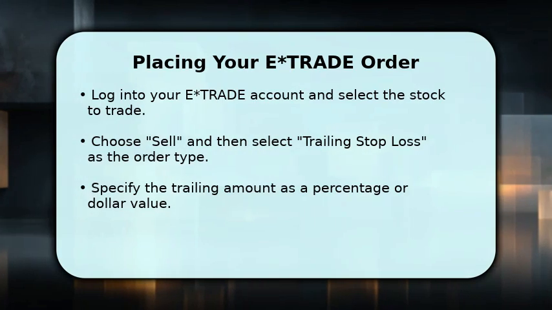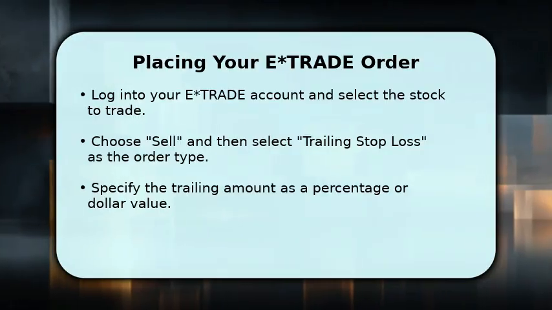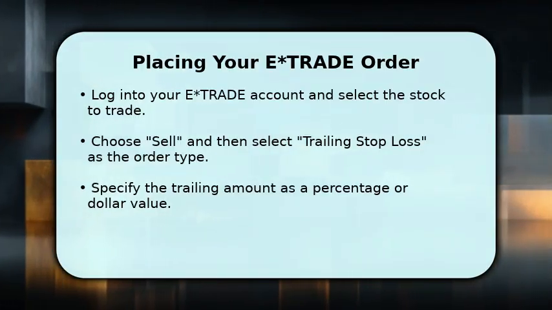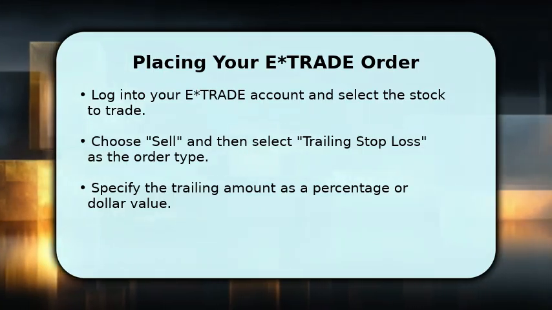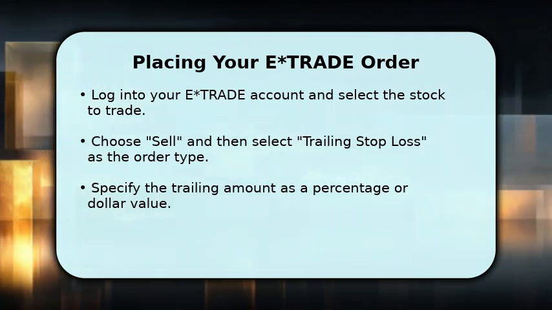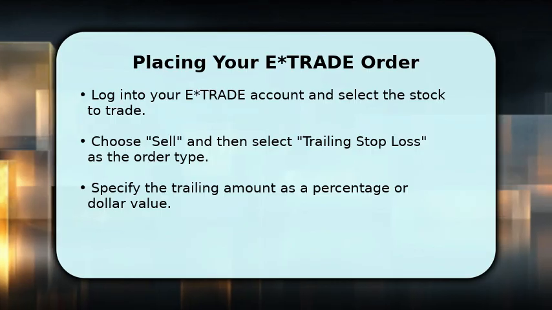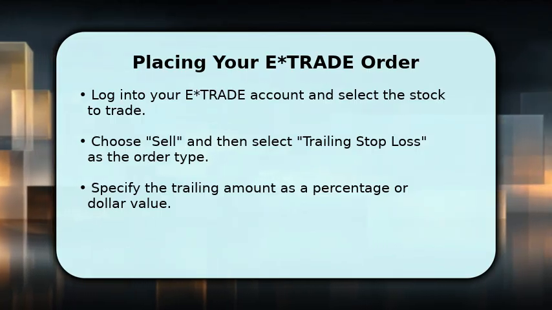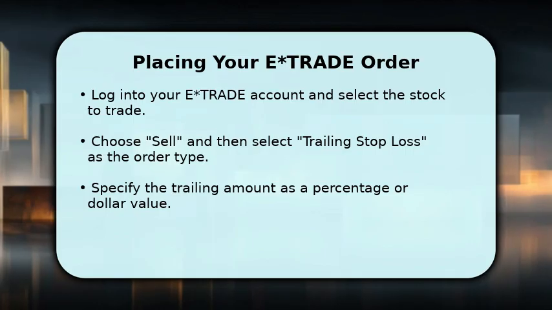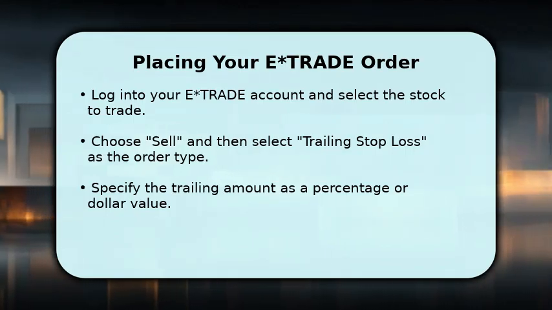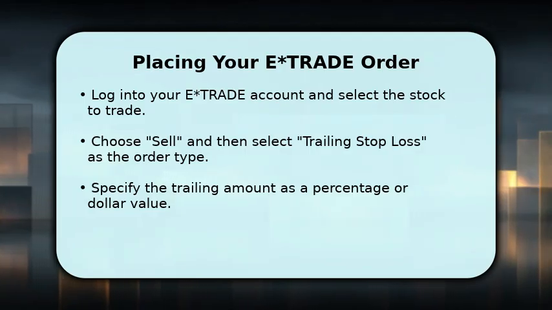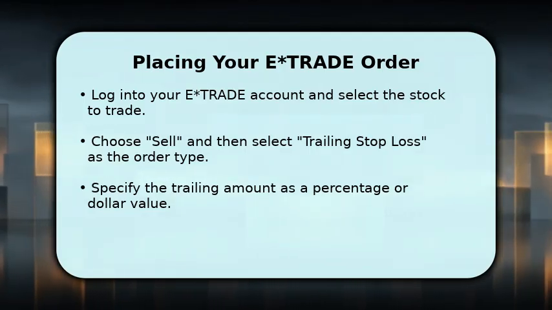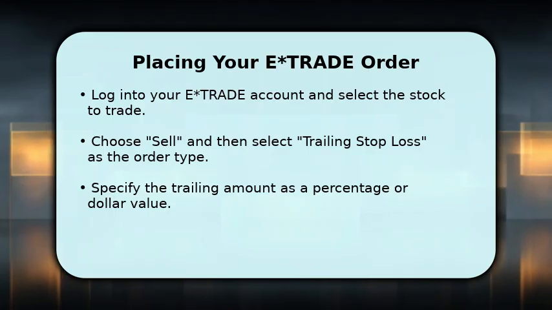To set up a trailing stop loss on E*TRADE, first log into your account and navigate to the trade page for the stock you wish to sell. Select Sell as your action, then choose Trailing Stop Loss from the Order Type drop-down menu. You'll then input your desired trailing amount, either as a percentage like 5% or a specific dollar value such as $2. Always review your order thoroughly before placing it.